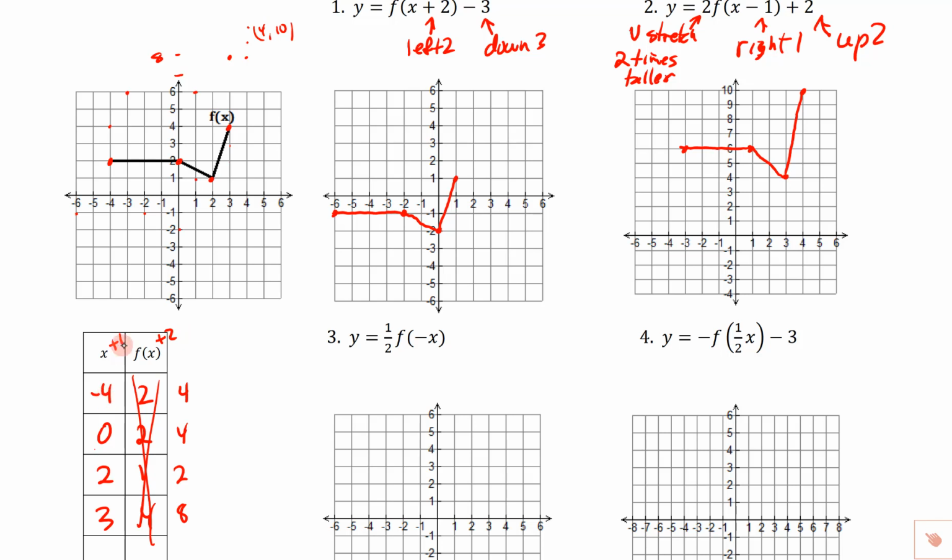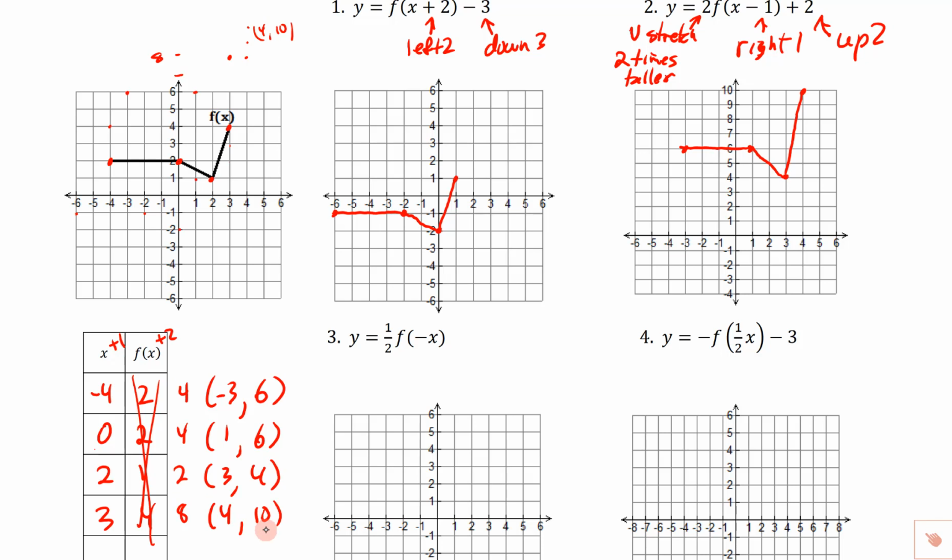So if I do negative 4 plus 1, that's going to be negative 3. And then again, not the 2, but the 4. 4 plus 2, that's going to be 6. And then we're going to do 0 plus 1, so that's going to be a 1. And then 2 plus 4, that's going to be a 6. And then we're going to add 1 to this, so that's going to be a 3. And add 2 to the 2, so that's going to be a 4. And then add 1 here, so that's going to be 4. And add 2 to the 8, that's going to be a 10.